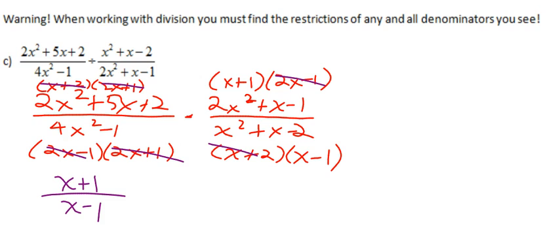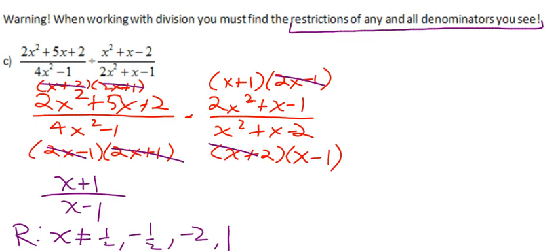Okay, now the restrictions. Would you read the restrictions? Looks like it would be x can't be a half from the first parentheses, a negative a half from the second parentheses, a negative 2 from the third parentheses, and the last parentheses would be x can't be equal 1, right? But again, ladies and gentlemen, here's something important. When you divide these rational expressions, you have to list the restrictions of any denominator you see, including the original denominator.